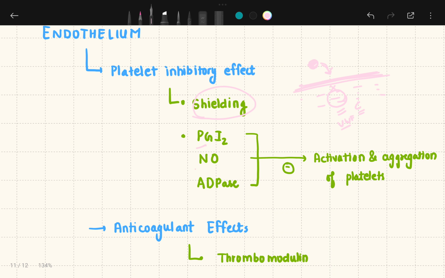Second thing, it is secreting these substances: PGI2, NO, and ADPase. What is PGI2? PGI2 is prostacyclin, which is a type of prostaglandin formed from the arachidonic acid metabolites that we will study in biochemistry very well. So it secretes prostacyclin. It secretes NO. What is NO? NO is basically nitric oxide, simply. There is endothelial nitric oxide synthase which forms this NO. Then there is ADPase. What will it do? It will help in the lysis or digestion of the ADP. So collectively, they are inhibiting the aggregation and activation of platelets.